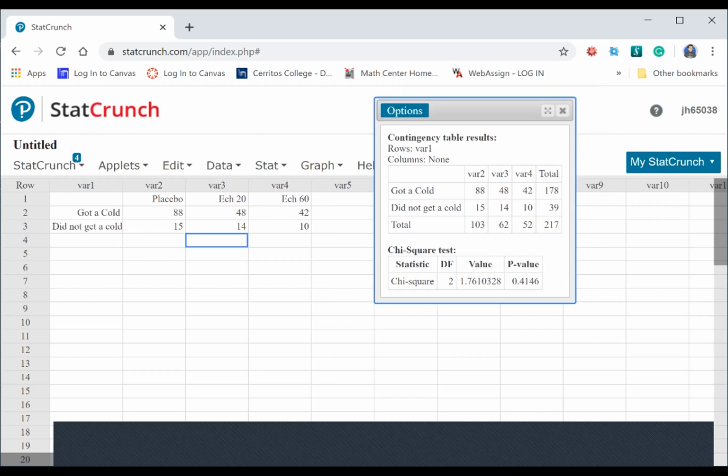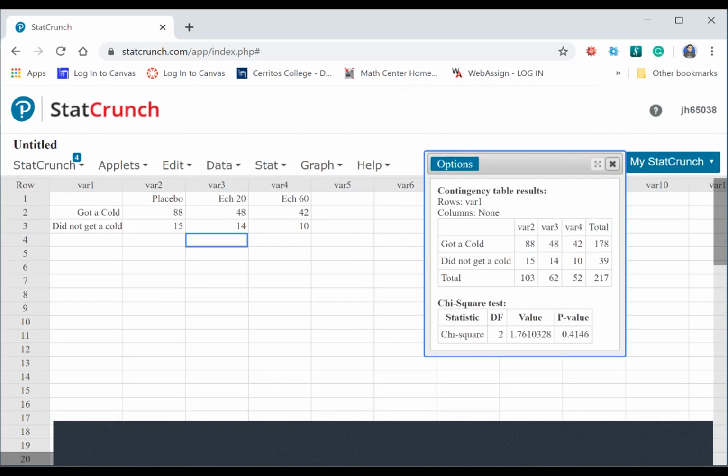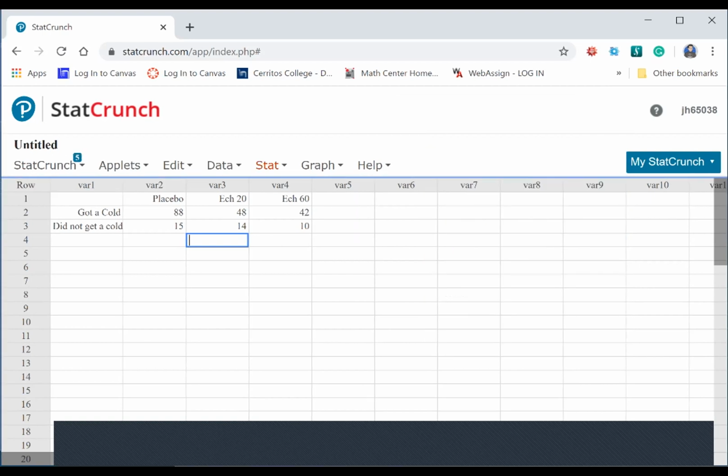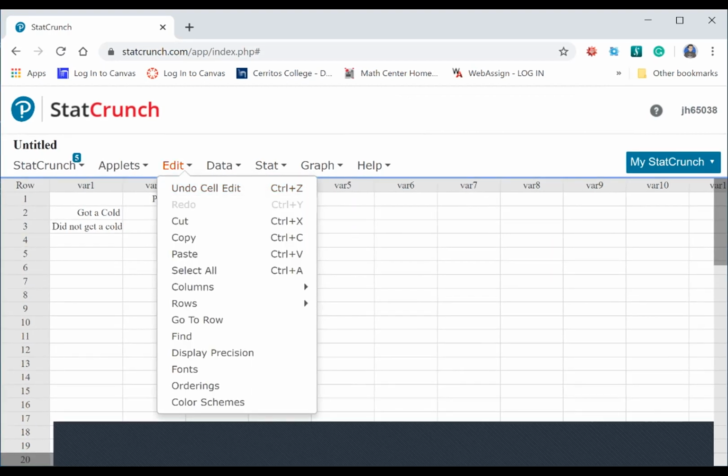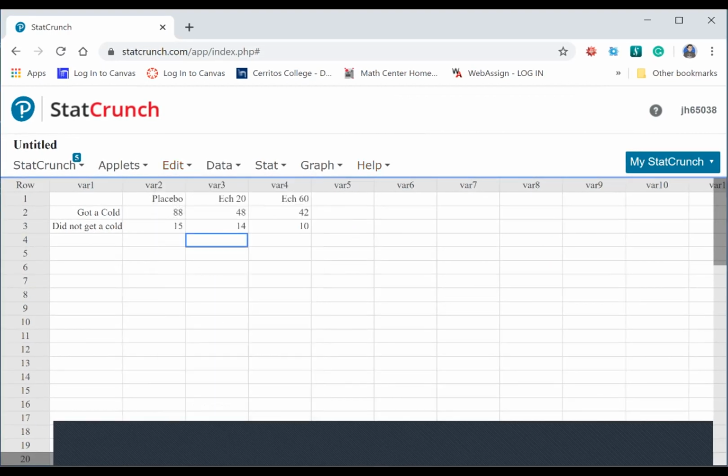How did I get this table? Well, I put in this data here. And then I said, okay, var1 are my row labels, and var2, var3, and var4 are my columns. So var1 are my row labels, the names of my rows, and var2, var3, var4 are my column data.